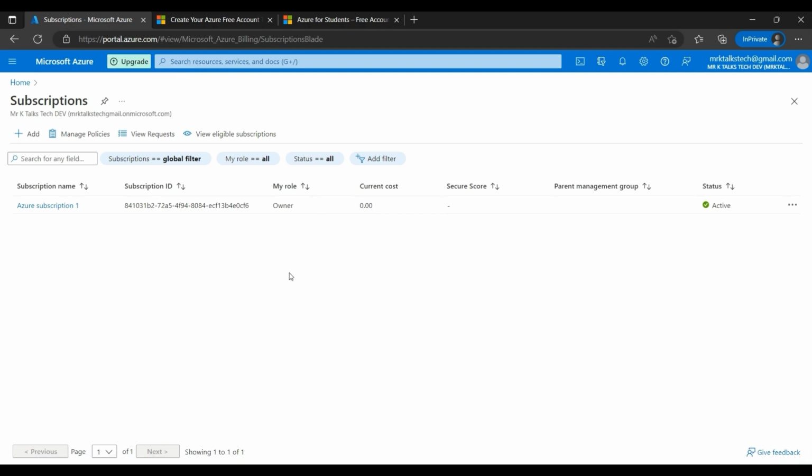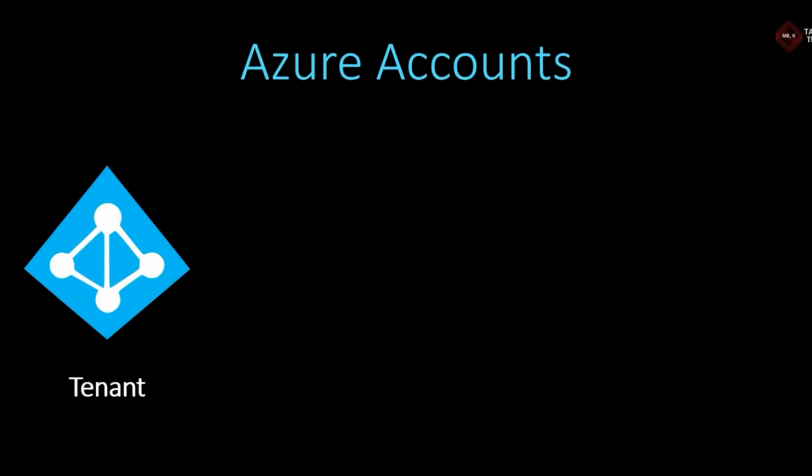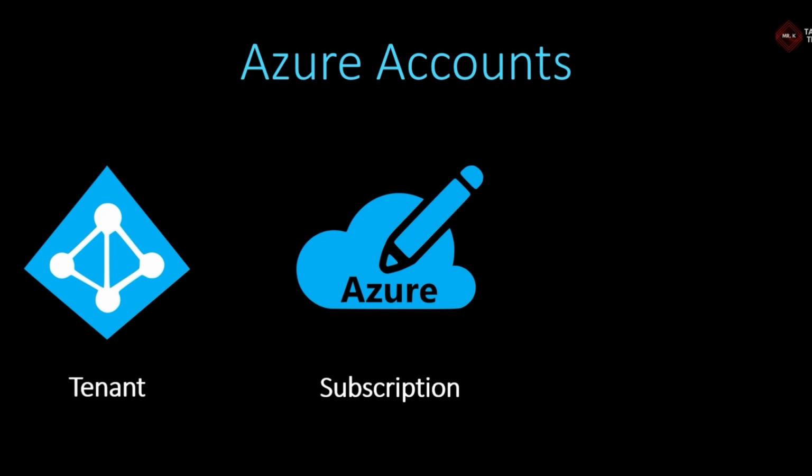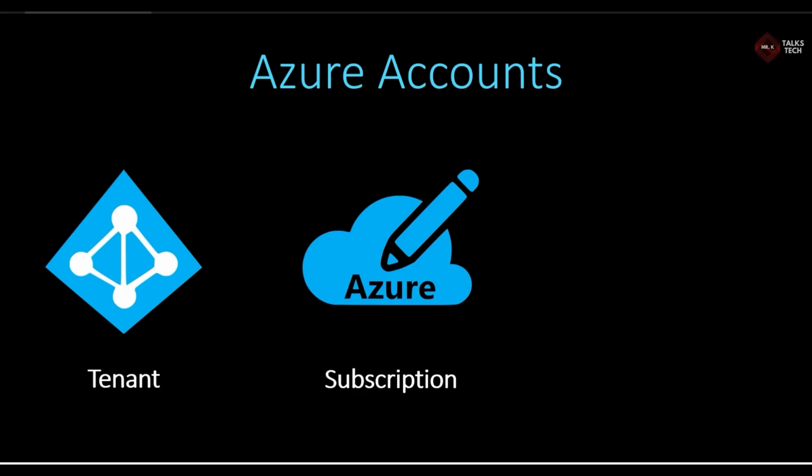So now we have a subscription. So the flow is as discussed before. We need to have a tenant and then a subscription. So we have a subscription here. So the next step would be creating a resource group, right?